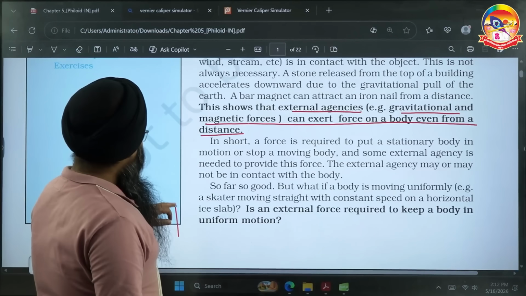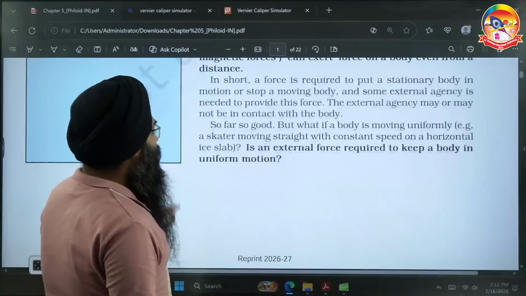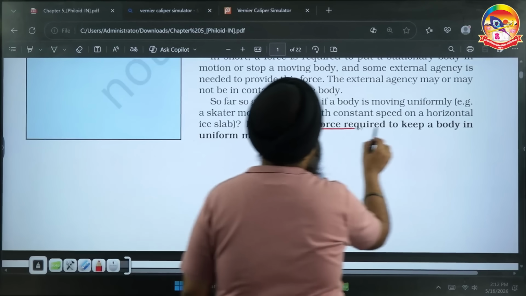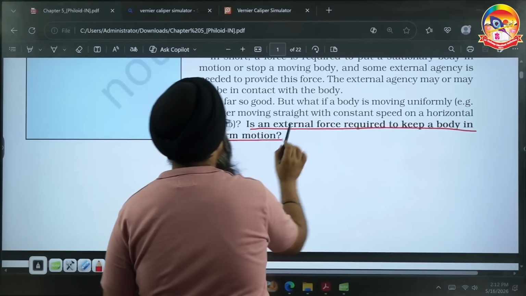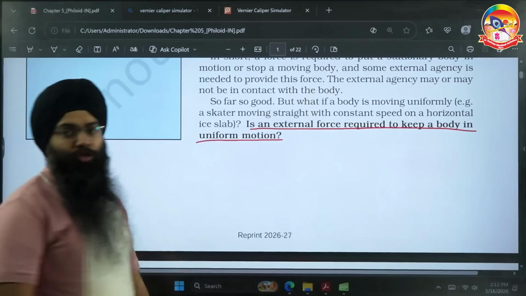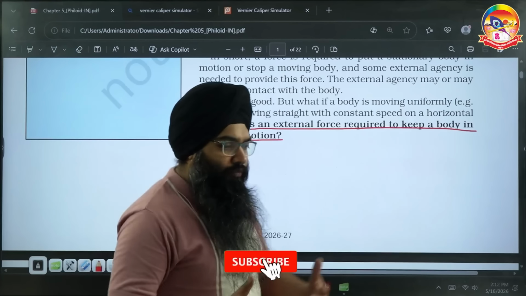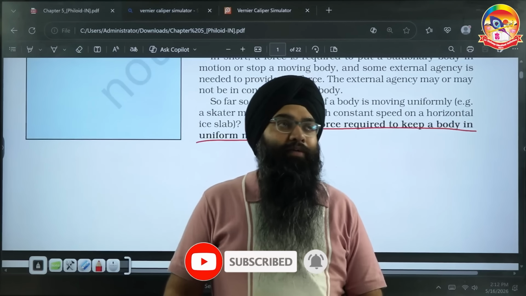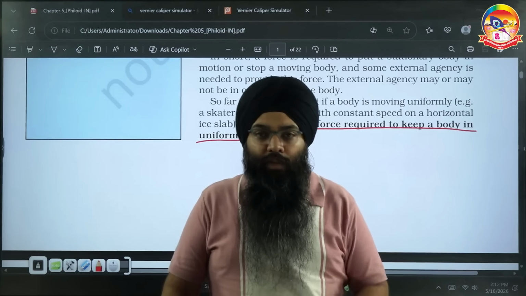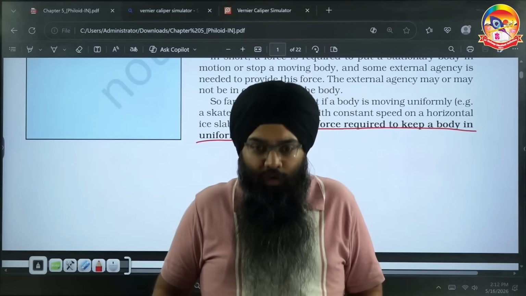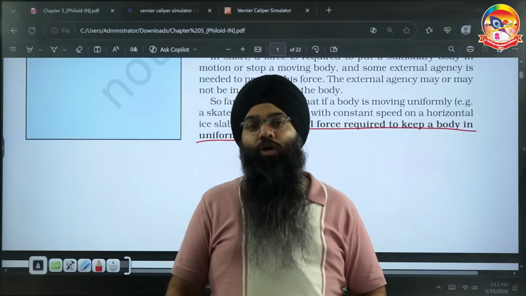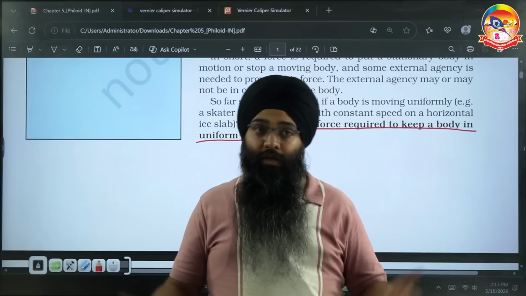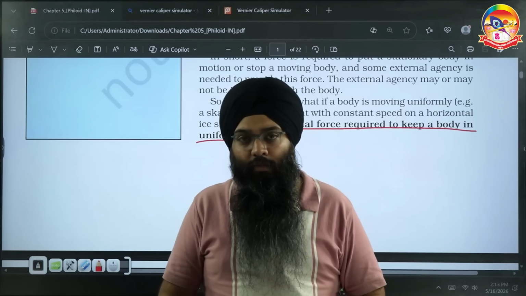Okay. Now they are asking a very important question: is an external force required to keep a body in uniform motion? If you ask me, I will say that if a body is doing uniform motion, that means its velocity is not changing, so it is not under any acceleration, then the net force acting on the body will be zero. But external forces can still exist on the body.